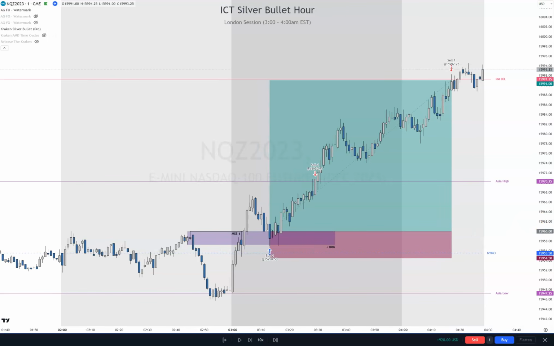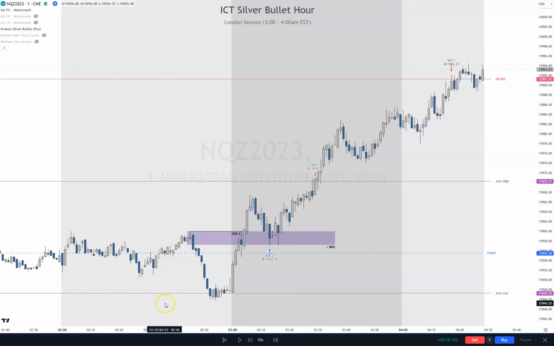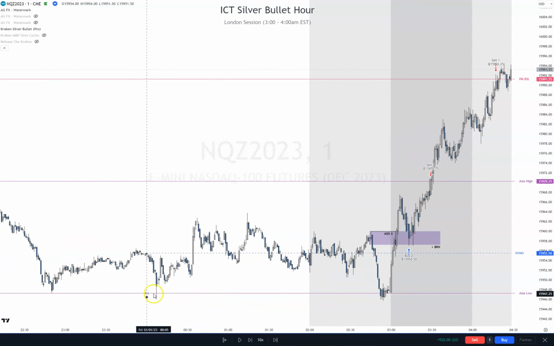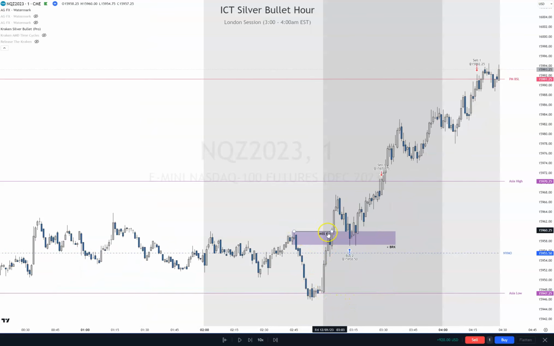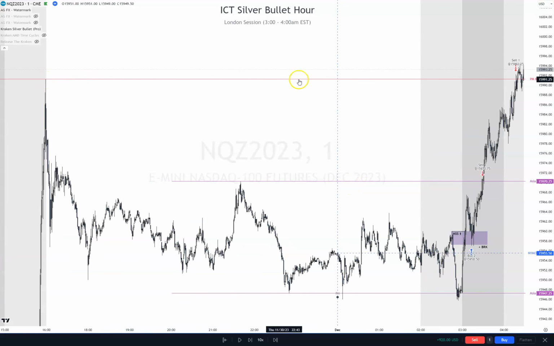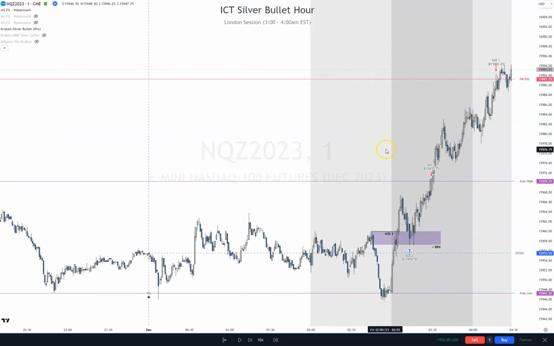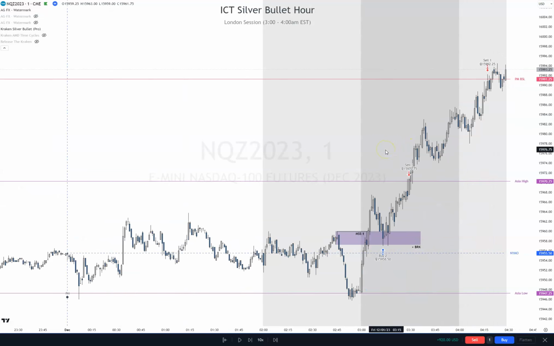All right, so let's take off the long position and let's go do a recap. So we got to the 3 o'clock London silver bullet hour, and we saw that the Asia session was actually swept over here, but then it was taken again over here. So we're still waiting for a market structure shift to take out the Asia session high. We also had the buy side of PM session up here as well. That hasn't been taken.